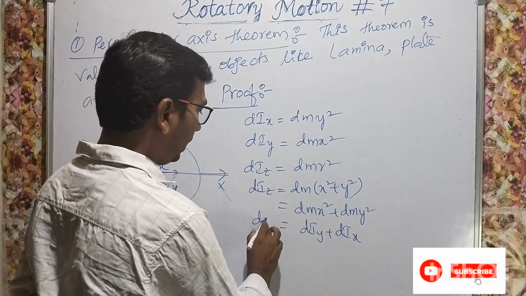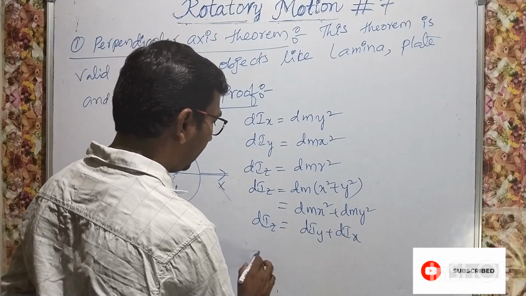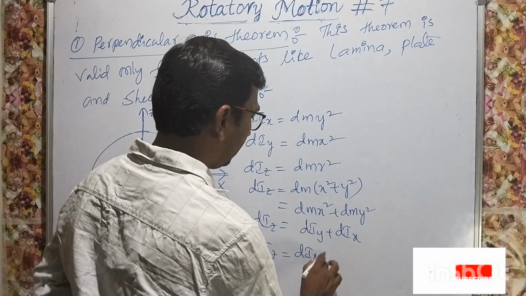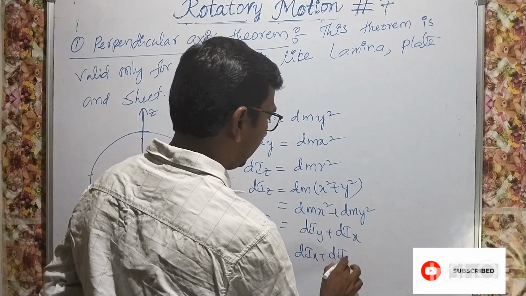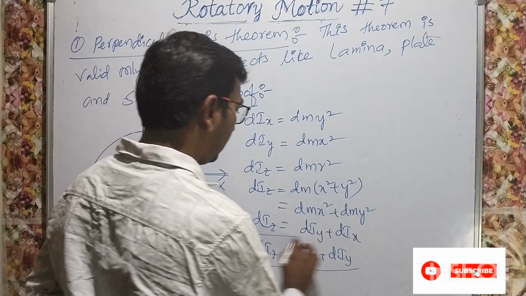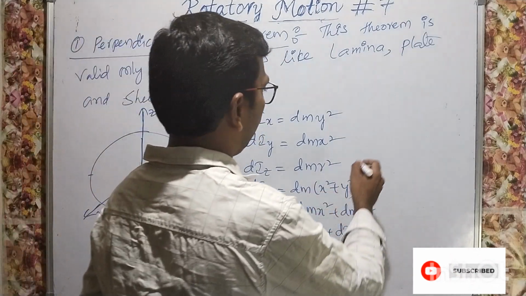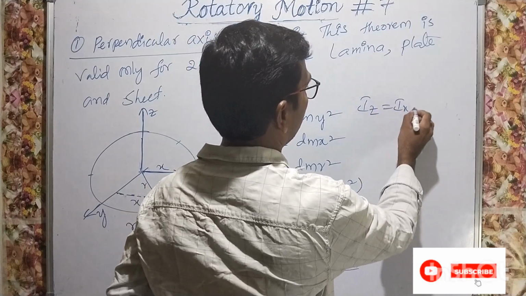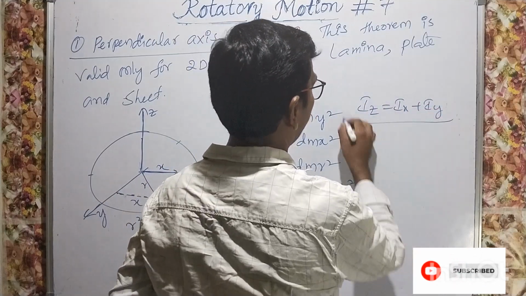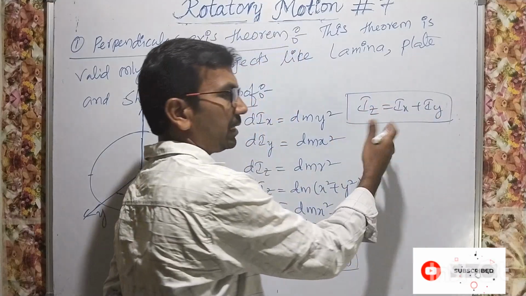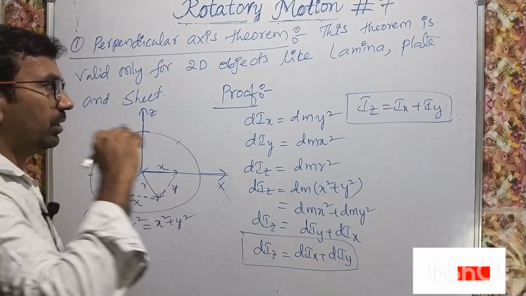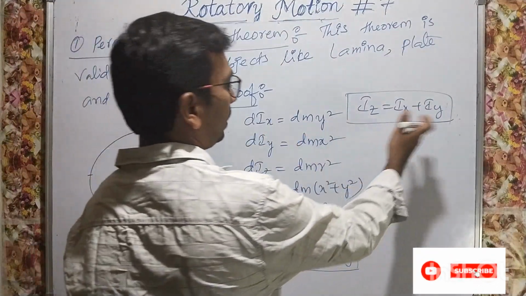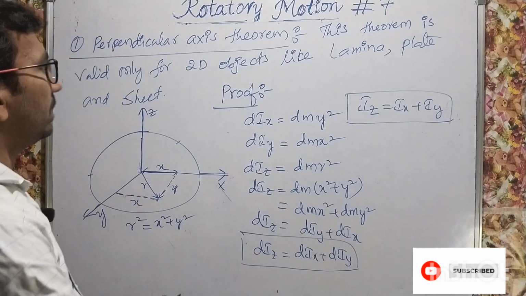So this is Iz. Can I write Iz is equal to Ix plus Iy? This is the perpendicular axis theorem. So for total, Iz is equal to Ix plus Iy. This is the perpendicular axis theorem formula: Iz is equal to Ix plus Iy. So this is the proof of the perpendicular axis theorem.